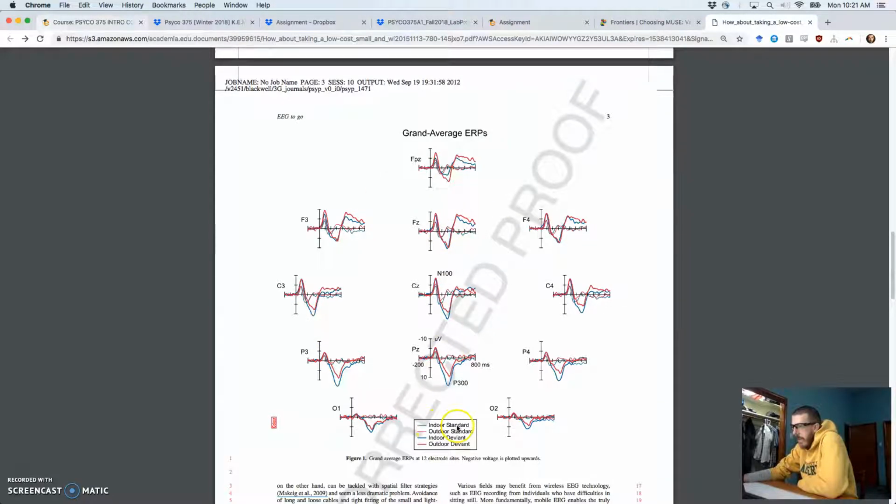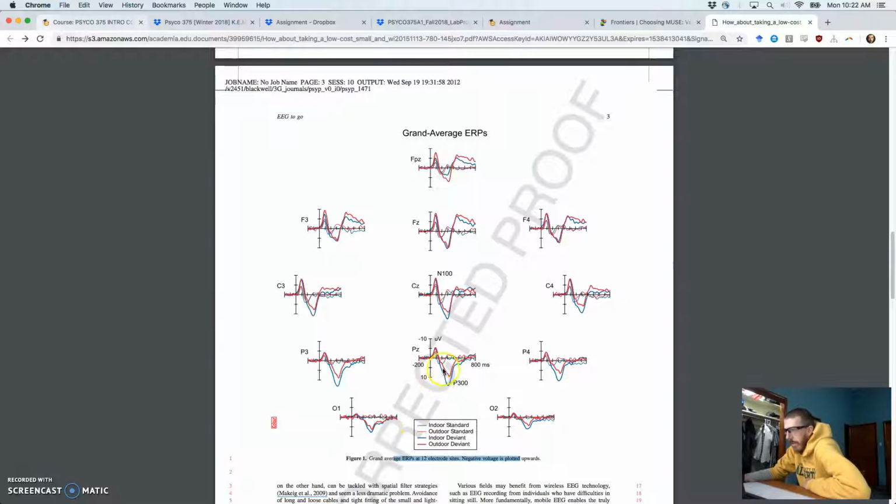And it looks like, without even reading the caption here, you can see that the blue lines are when people are inside. So blue versus blue, and the red lines are when people are outside.